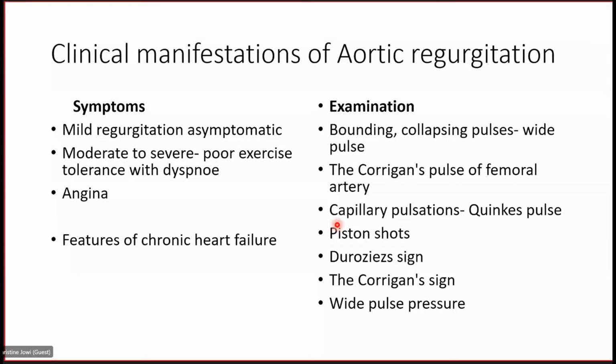Unlike mitral stenosis, stenotic lesions will give you low volume pulses. You are allowed to cram that. Stenotic lesions tend to give you low volume pulses. So if the pulse is not low volume, then chances are it's not mitral, it's not a stenotic lesion. Aortic regurgitation has bounding pulses, and they are wide. They really hit you. You can even feel the femorals shooting, the Corrigan's pulse, and the piston shots.